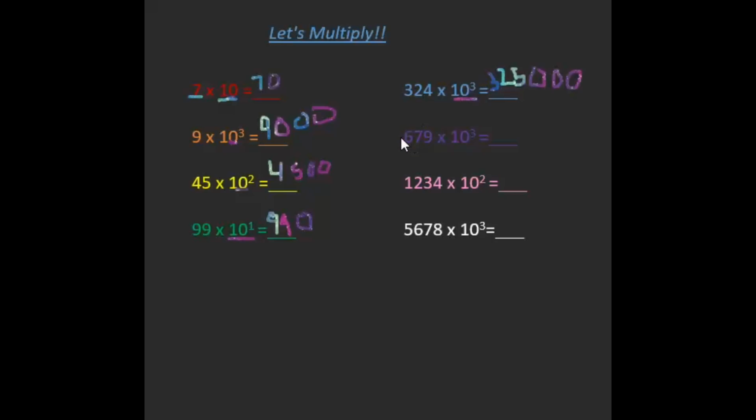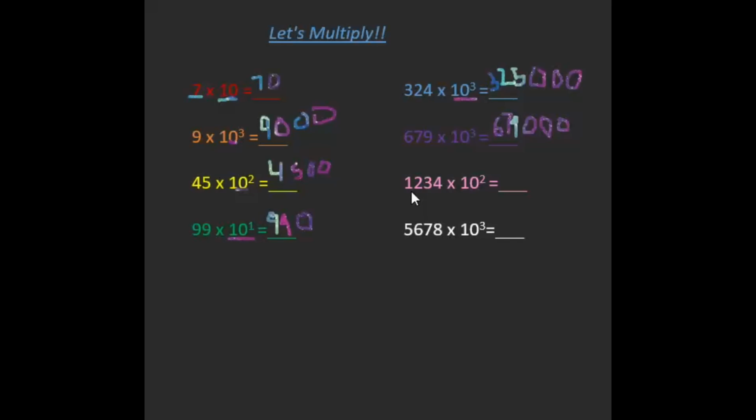Okay, so now 679 times 10 to the power of 3. So let's just write 679 here, sorry, not the neatest, 679. And then let's just draw 3 zeros at the end to represent the thousands. So the answer is 679,000. So now let's move on to the next one.